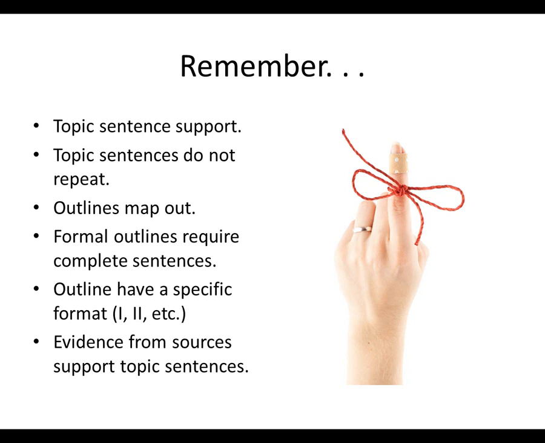Topic sentences should not repeat all or parts of the thesis. Topic sentences are reasons why your thesis is true. Gather evidence from the sources such as details and examples to support the topic sentences. Use a formal outline, which must have complete sentences, to help plan what you will say and when you will say it in your paper. Formal outlines have a specific format, including Roman numerals to designate topic sentences and capital letters to designate supporting evidence.